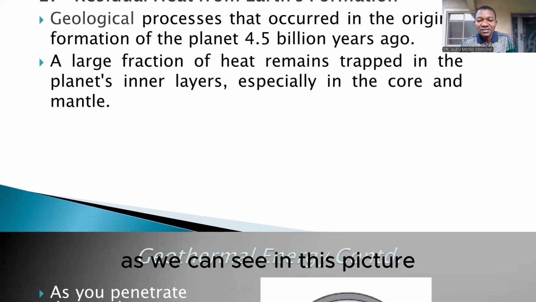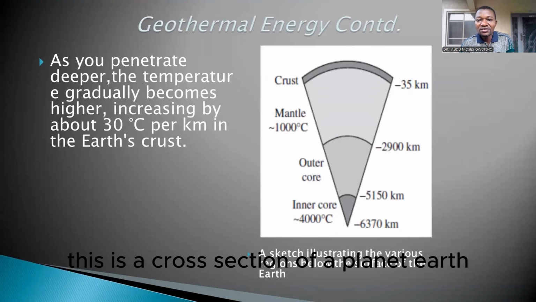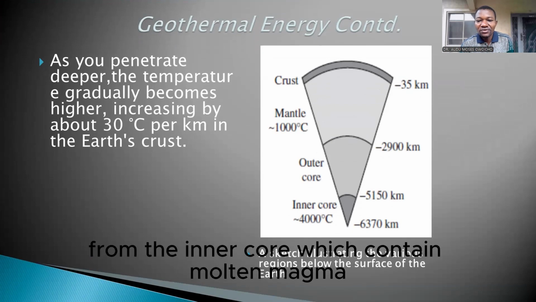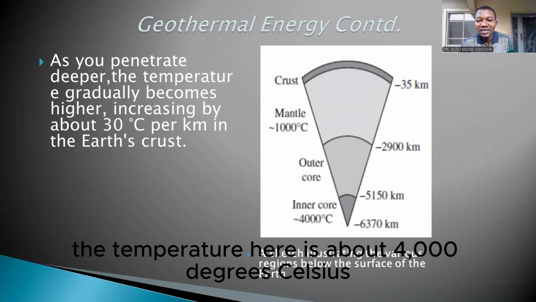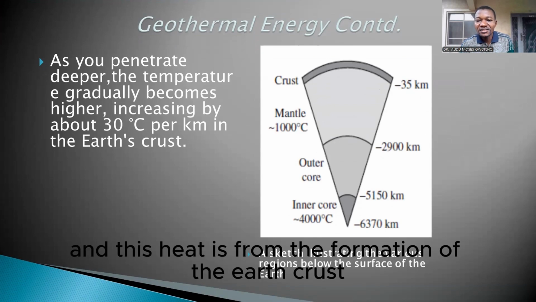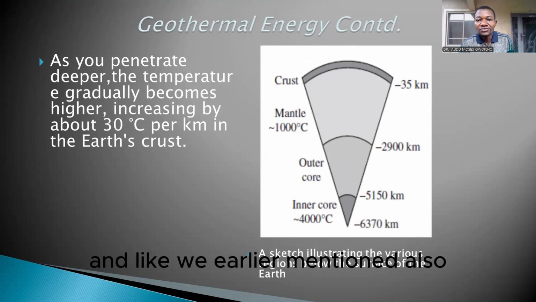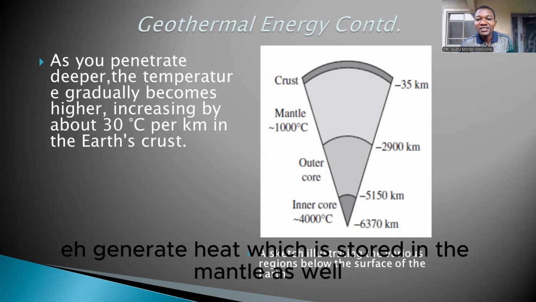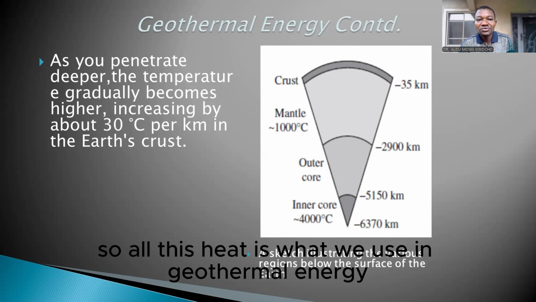as we can see in this picture, this is a cross-section of planet Earth from the inner core, which contains molten magma. The temperature here is about 4,000 degrees Celsius at the depth of 6,370 kilometers. So heat is trapped within, and this heat is from the formation of the Earth crust. And like we earlier mentioned, radioactive decay activities also generate heat, which is stored in the mantle as well. So all this heat is what we use in geothermal energy.